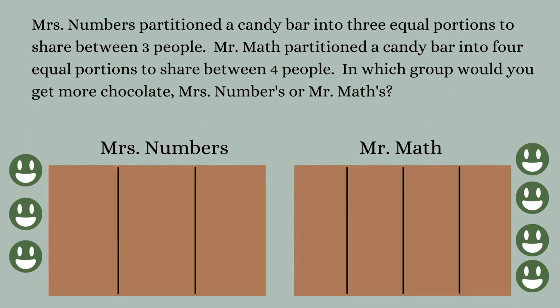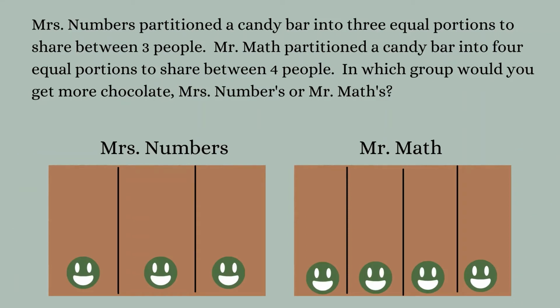If we draw lines in Mrs. Numbers' chocolate to make 3 equal portions and in Mr. Math's to make 4 equal portions, we are on our way to figuring this out. We have the chocolate partitioned so that each person gets 1 piece of chocolate. In Mrs. Numbers' group, there are 3 equal pieces for 3 people. In Mr. Math's group, there are 4 equal pieces for 4 people.